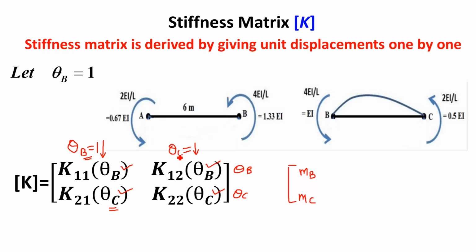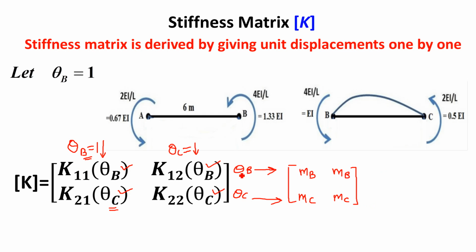Similarly, when you draw the theta C equal to 1 figure, in that first unknown is theta B again, K12. So moment at B and moment at C are the second column of the stiffness matrix. So please understand, since our unknowns are theta B and theta C, first unknown is theta B. So first row is corresponding to moment at B in two figures, and second row is corresponding to moment at C in the first figure and second figure, right?